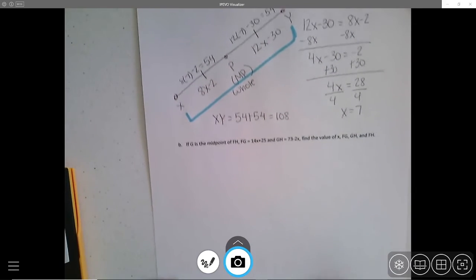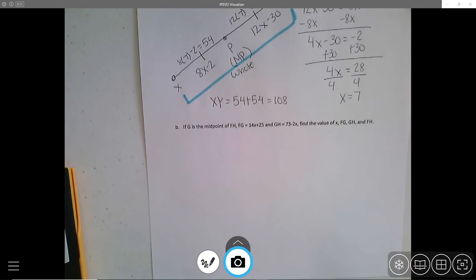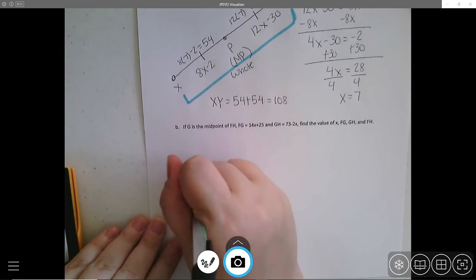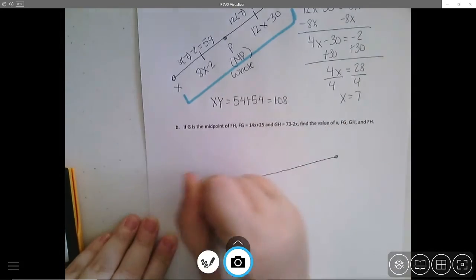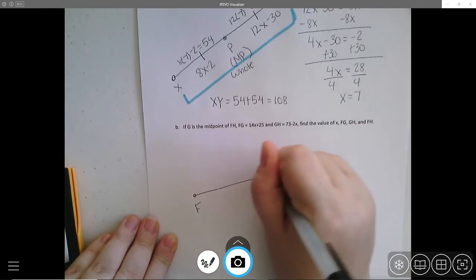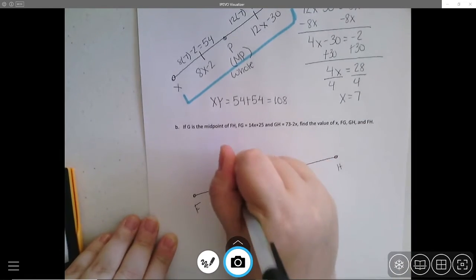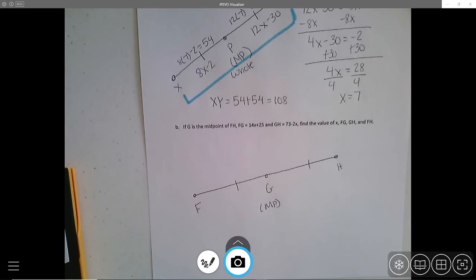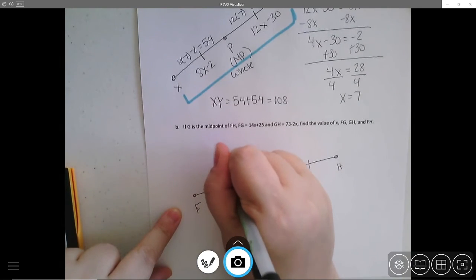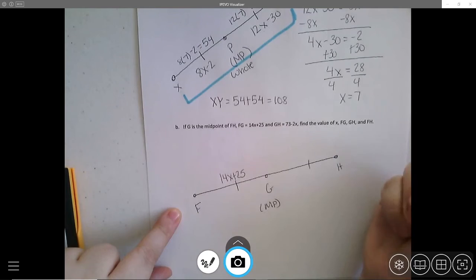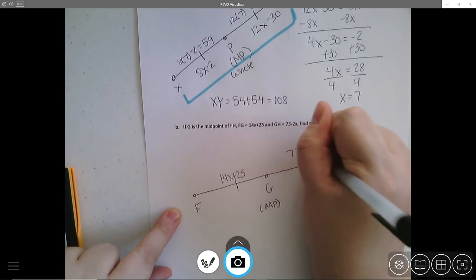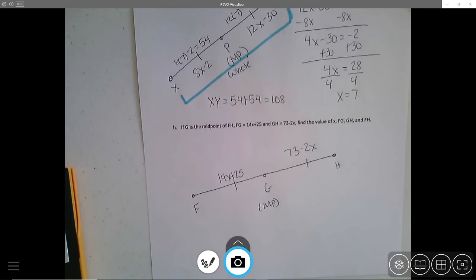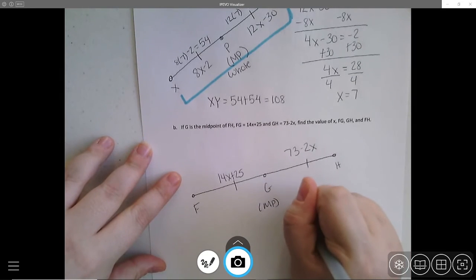Okay, looking here at the last one for today before we practice some of these in class. G is the midpoint of FH. So I have F, H, and G is my midpoint. If something is the midpoint, on either side I put those tick marks to show that they are congruent. They tell me FG is 14x plus 25. They tell me GH is 73 minus 2x. I know both of my tick marks. If you know both of your tick marks, set them equal.